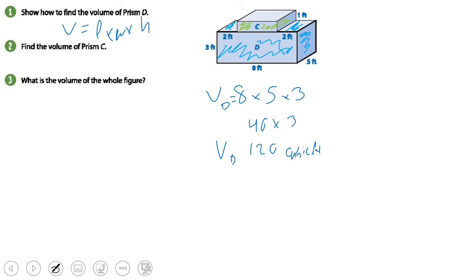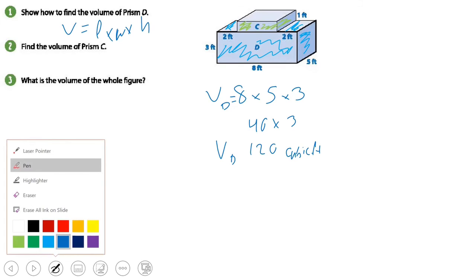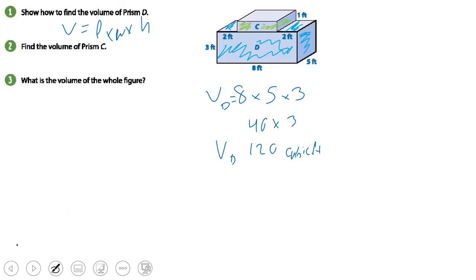Okay, volume of prism C. This is where things get interesting. So we will make C green again because we like green. When I say it's going to get interesting, I mean that we take what we did in previous ones where we had to find the length of a measurement that the picture did not give us, and do it really once, but in actuality kind of twice, depending on how you look at it.